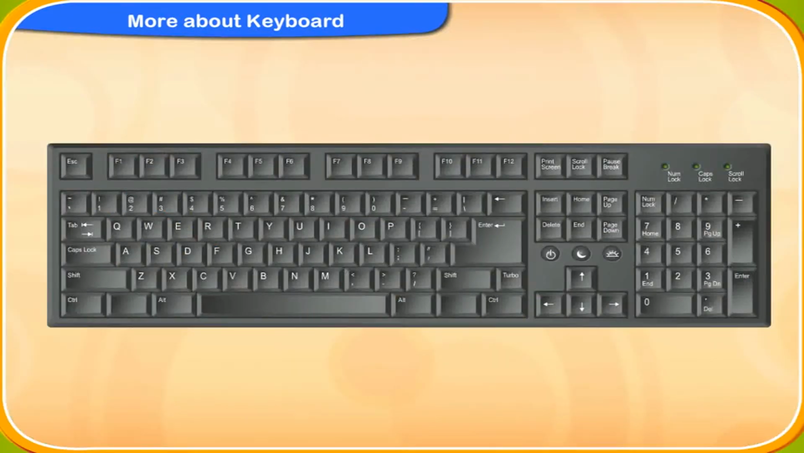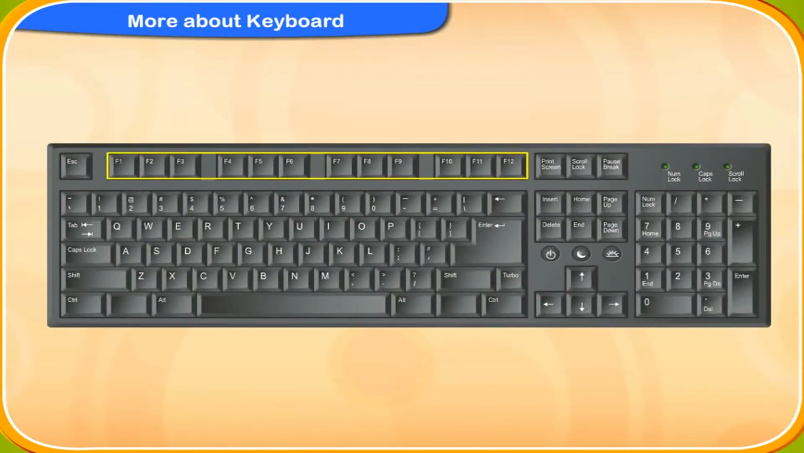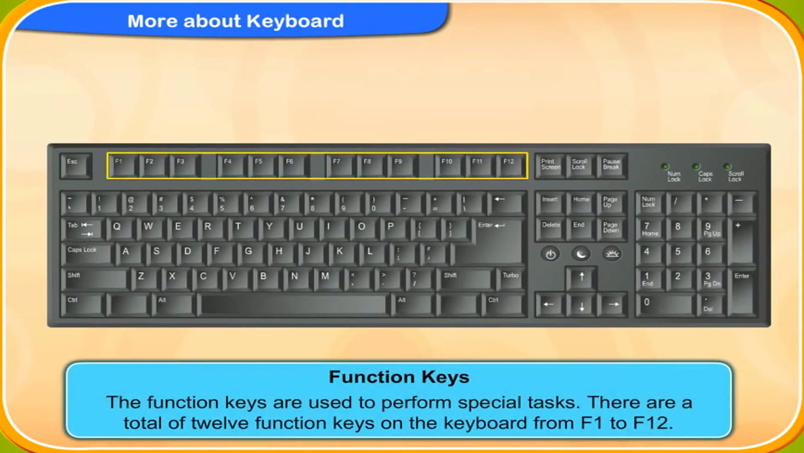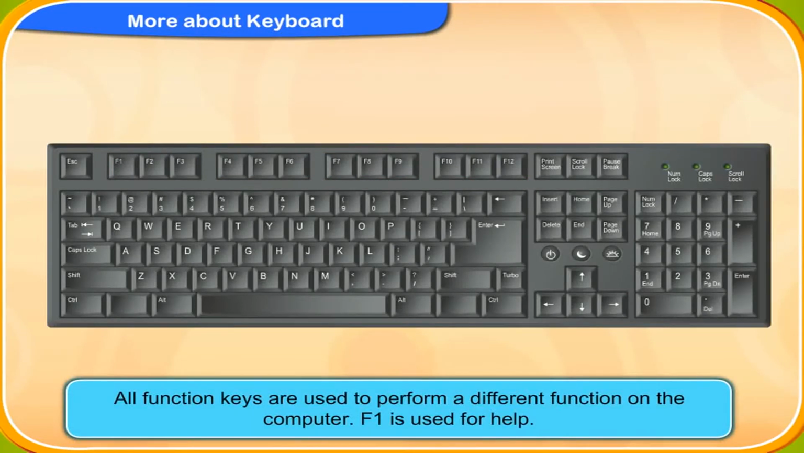What are these keys on the very top row of the keyboard? They are function keys. These keys are used to perform special tasks. There are a total of 12 function keys on the keyboard, from F1 to F12. All function keys are used to perform a different function on the computer. I can tell you about F1. It is used for help.